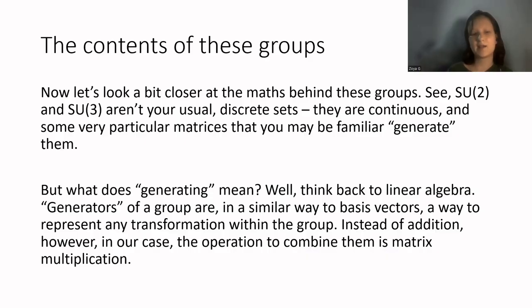And being continuous, if you remember from when we talked about our sphere example, just means there's some parameter in there that you can vary. And that's basically a little bit like a linear combination, if you wrap your head around it.